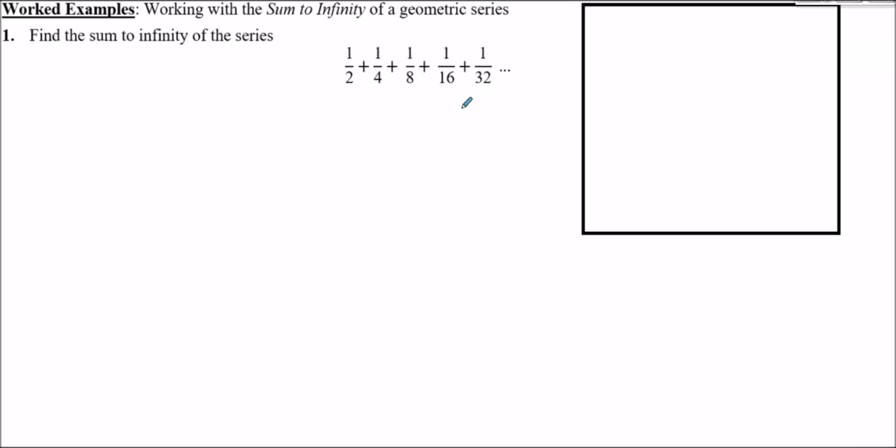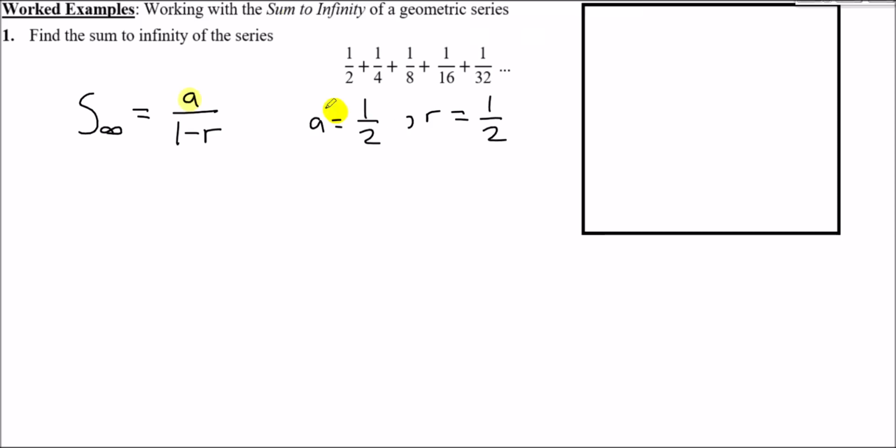So first of all, a fairly easy opener. Find the sum to infinity of this series. So half plus a quarter plus an eighth plus a 16th and so on and so on. From before, the sum to infinity is a over 1 minus r. The first term you can see is a half. The common ratio: a quarter divided by a half, or any term divided by the one immediately before it, will give you a half. So we can just plug these values in.